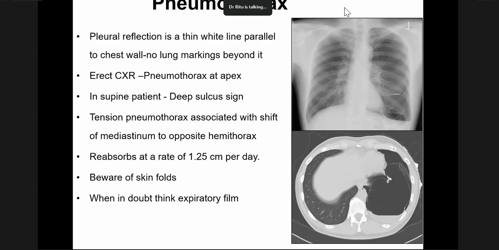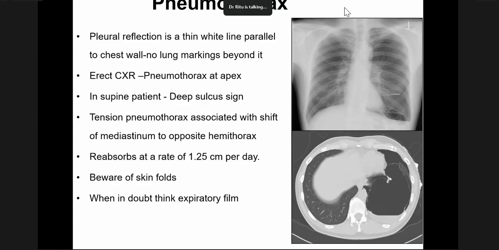Something to remember is that air normally reabsorbs at a rate of approximately 1.25 centimeters per day. So having said that, if somebody has a stable pneumothorax, it's not going to go away in 24 hours. Depending on the size of the pneumothorax, it will take a certain number of days for it to resolve.